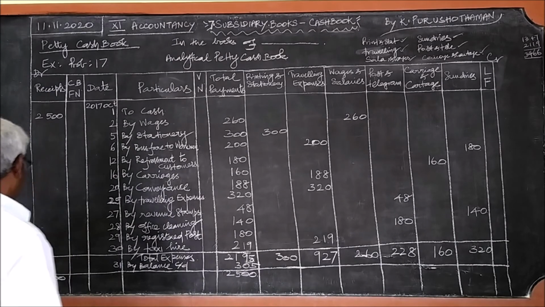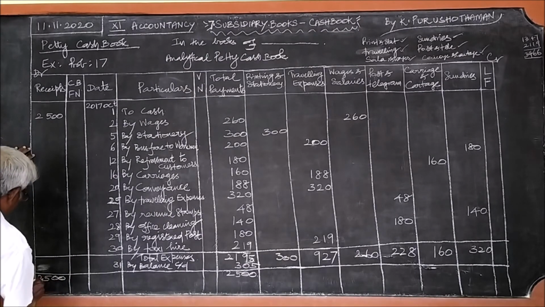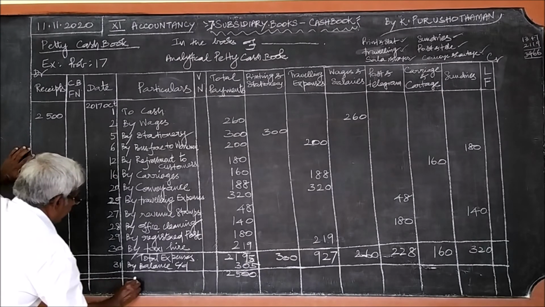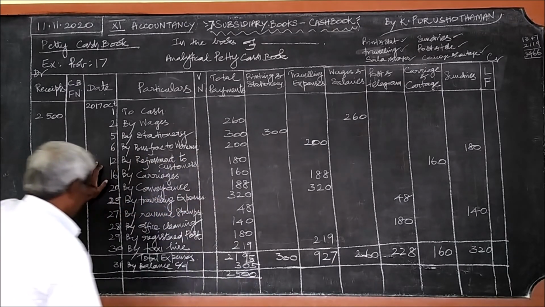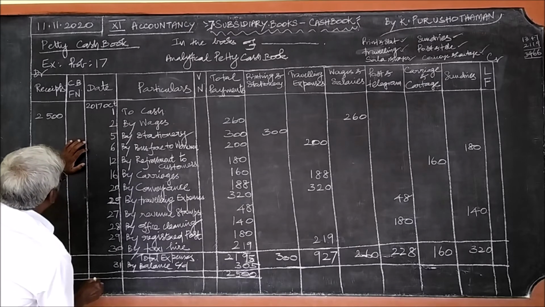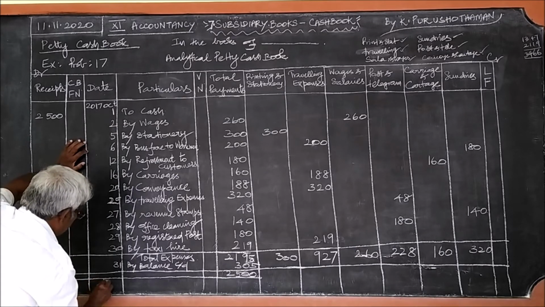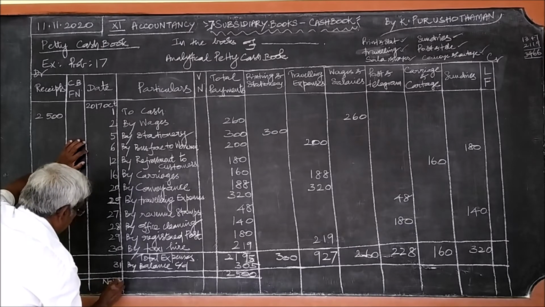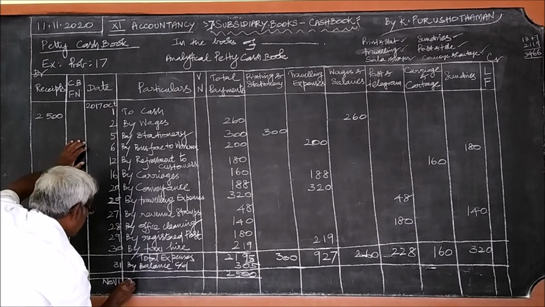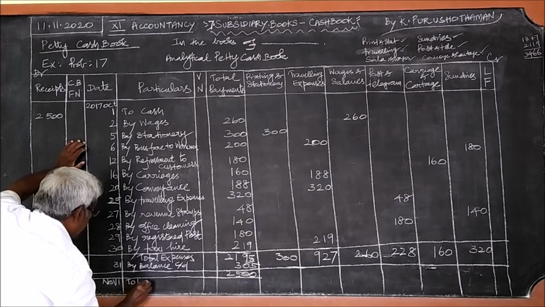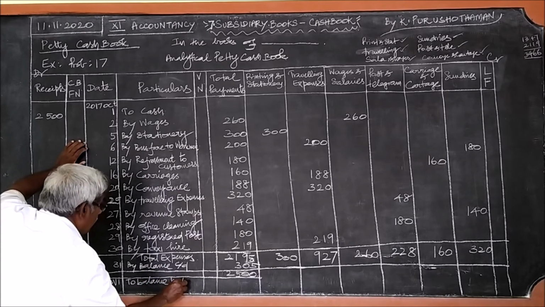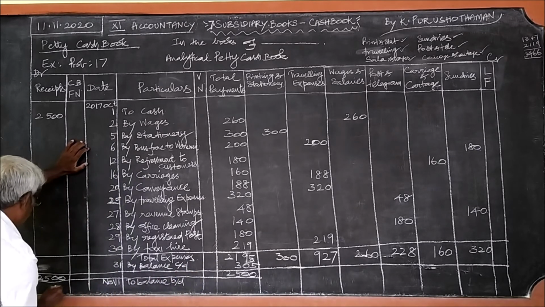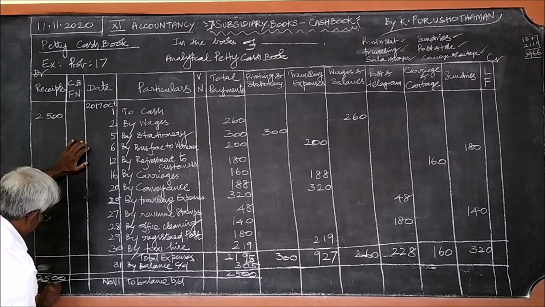Now the next dates. Space is not sufficient. So the next date what? October, November. November 1st, to balance brought down. This side carried down and opposite side brought down. 305.